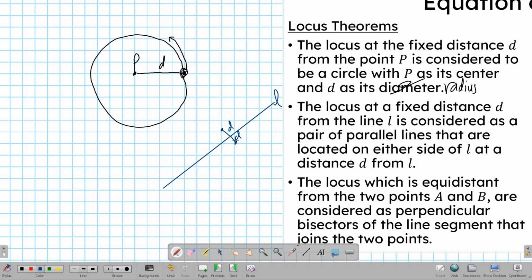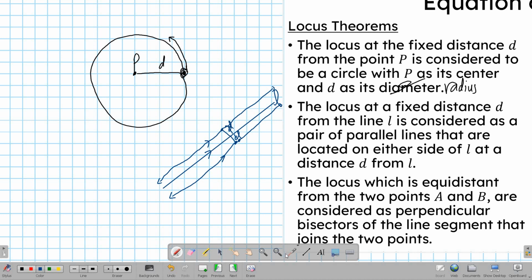At dahil locus of points yan, yung pag inurong mo na ng konti dito, ito at ito magkasing layo din. So, if we do that, inurong natin lahat ng points papunta sa direction na to at pakabila. Ito din, papunta dito at pakabila, curve siya. Yan. Pasensya nyo na. So, these two lines are actually parallel on either side of line L and they're parallel to line L as well. Yan yung pangalawang locus theorem.